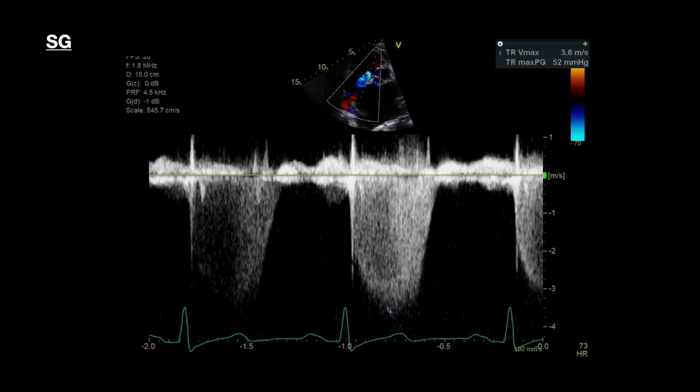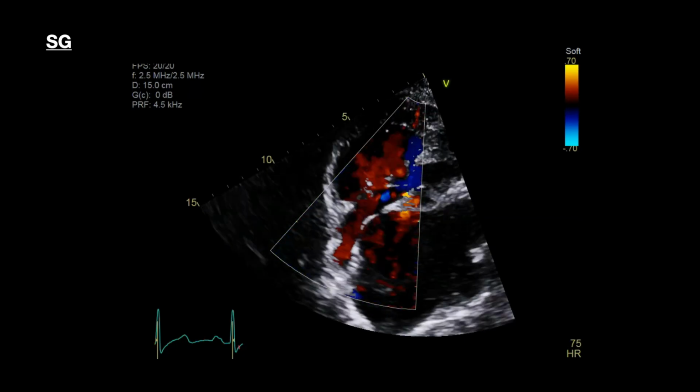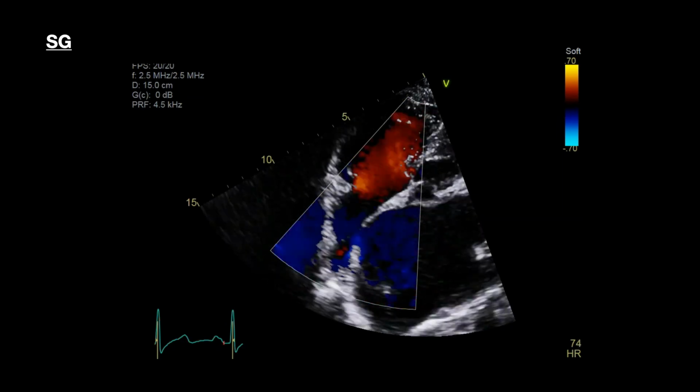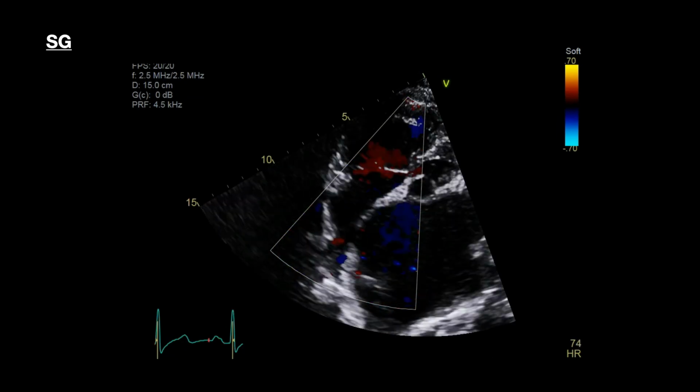I'll just go back here again. You can see the left atrium with the septum bowing significantly into the right atrium throughout the cardiac cycle, which again indicates raised left atrial pressure.